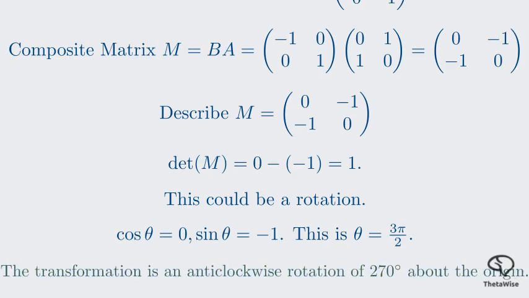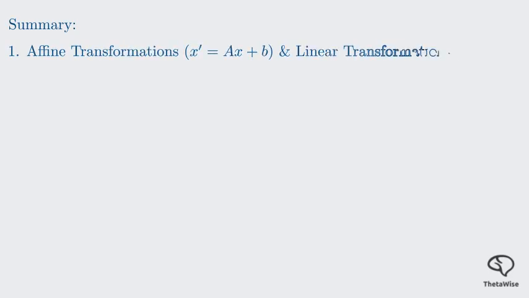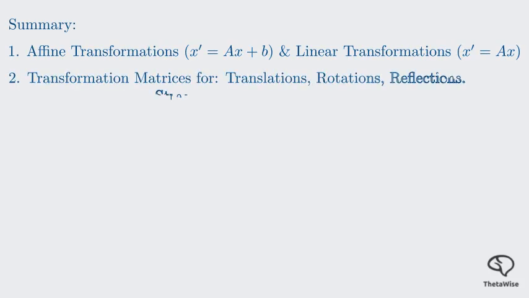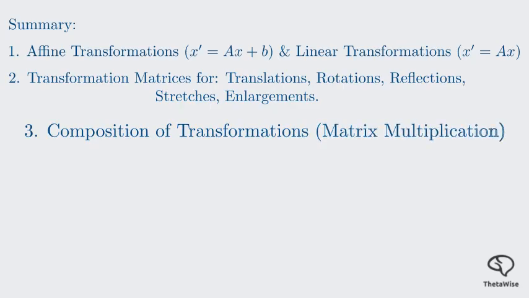We've shown how combining 2 reflections can produce a rotation. Let's summarize what we've accomplished in this video. We started with the general framework of affine transformations, x' equals Ax plus b, which includes linear transformations. We derived and applied the matrix equations for translations, rotations, reflections, stretches, and enlargements. We also learned the crucial process of composing transformations. By multiplying their matrices, we can find a single matrix that represents a sequence of operations, and we saw why the order of these operations matters.